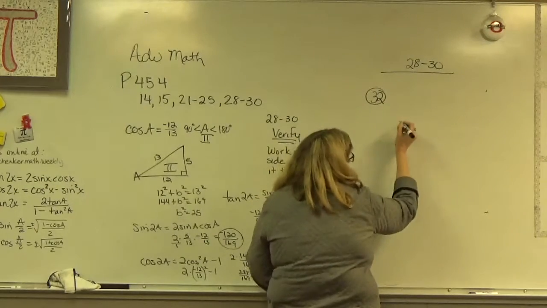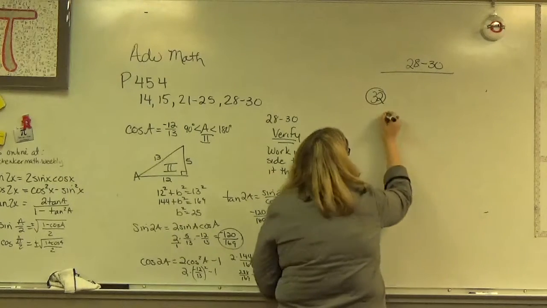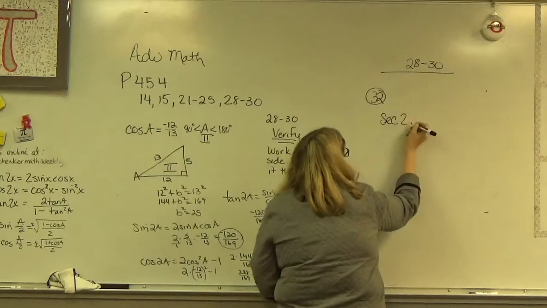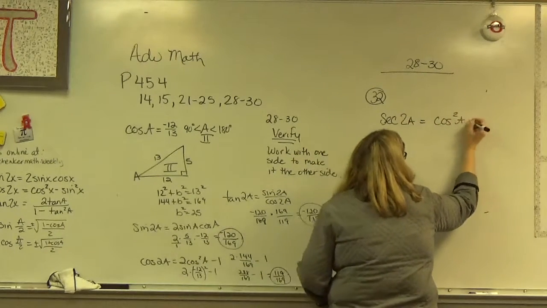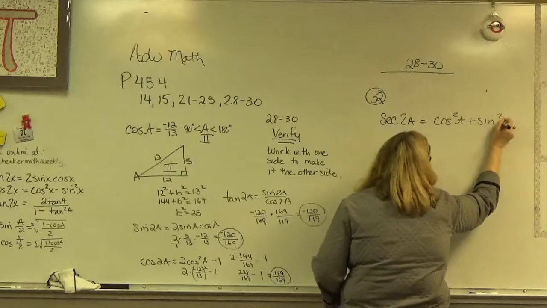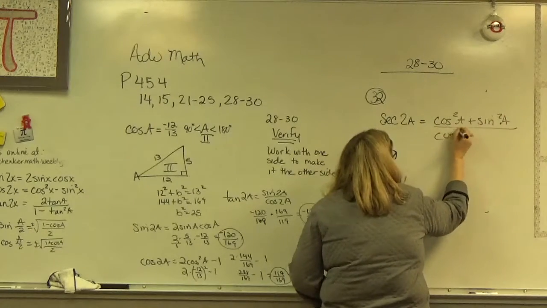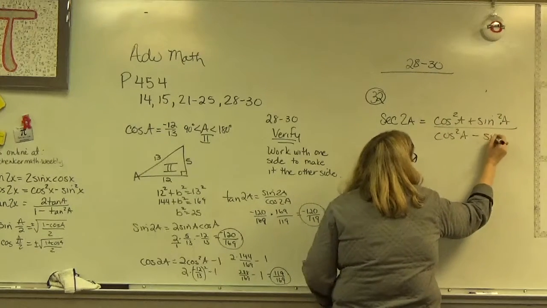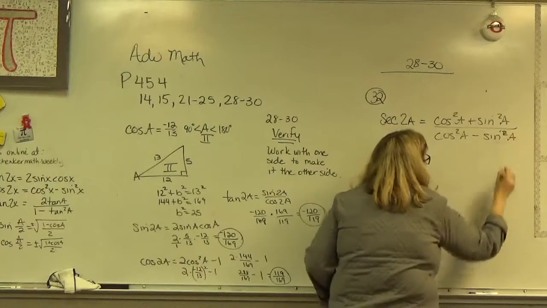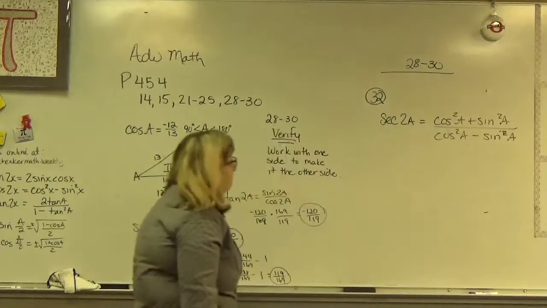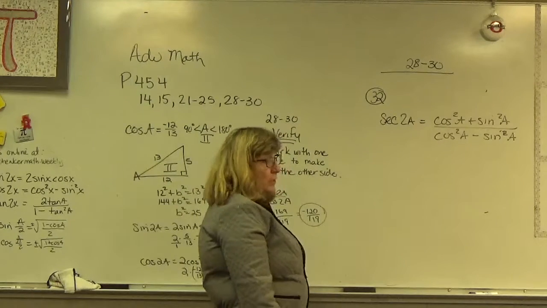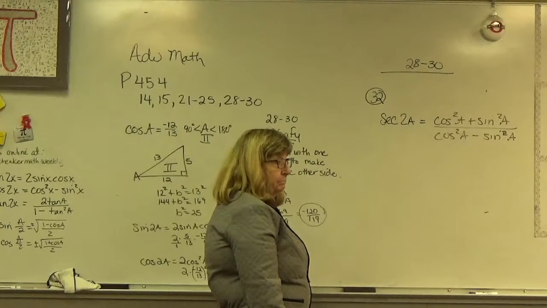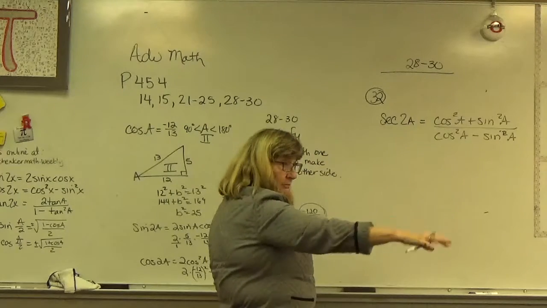32. What does it say? Secant 2 angle equals cosine squared angle plus sine squared angle over cosine squared angle minus sine squared angle. Did I get it read right? Yes. Okay, identity. Now, first you have to decide which side you work on.